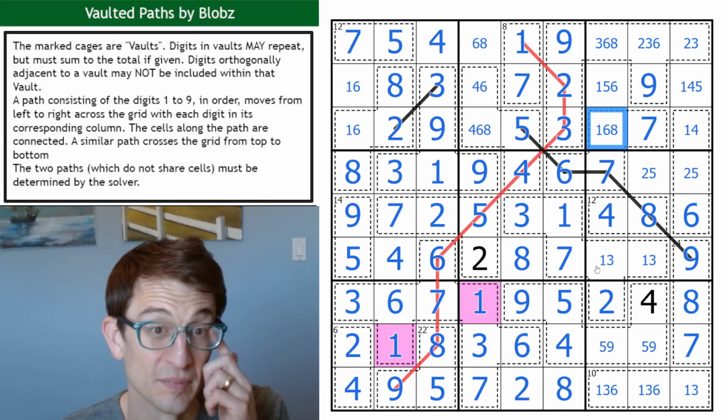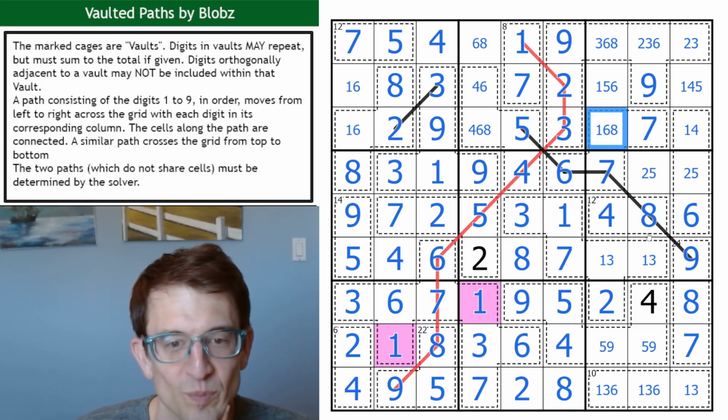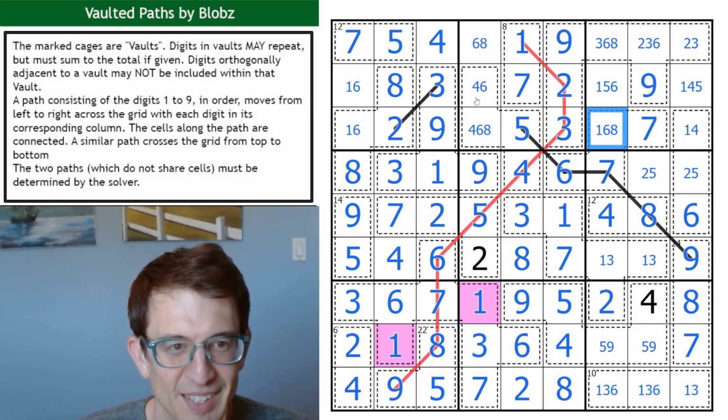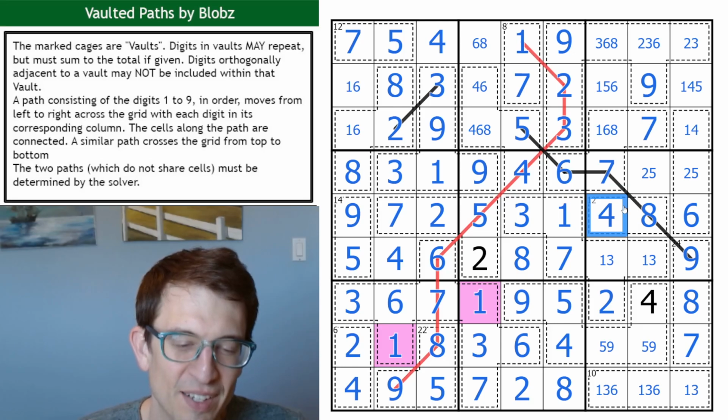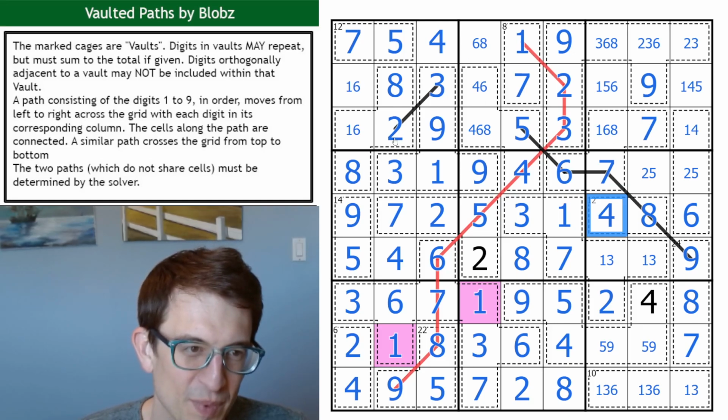I'm looking for vaults. I'm looking for conflicts with the vault rule. I don't see any conflicts with the vault rule. I just have to find it. There's got to be one.